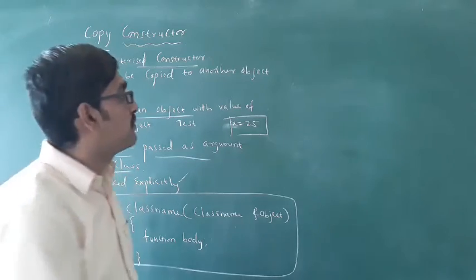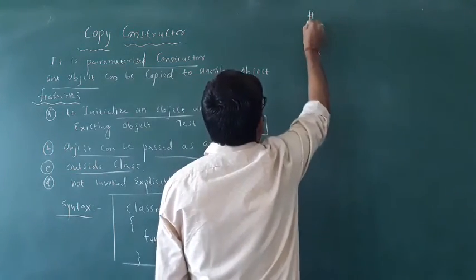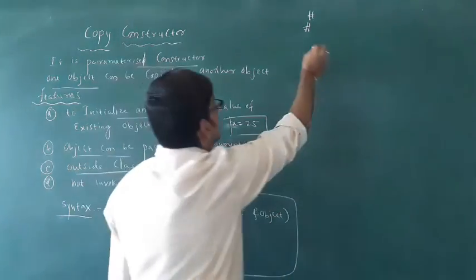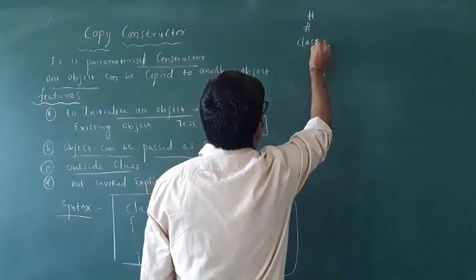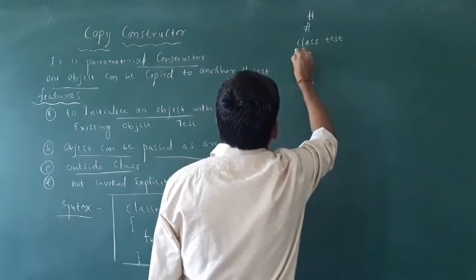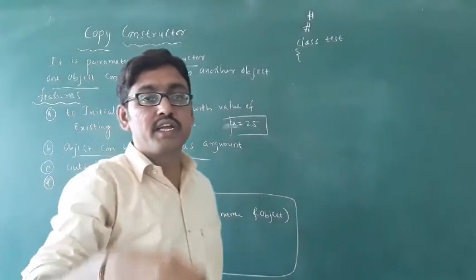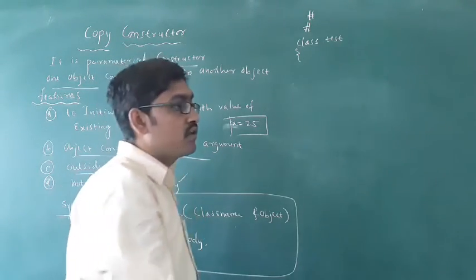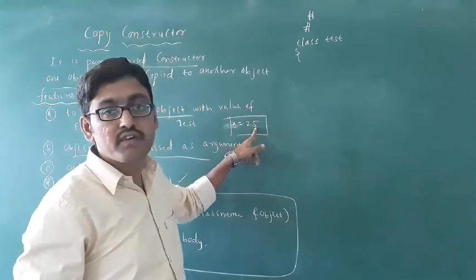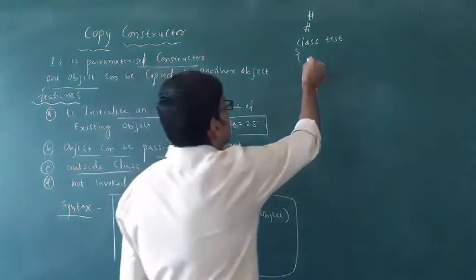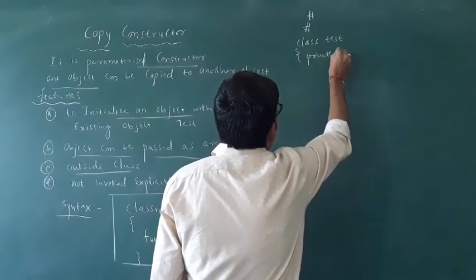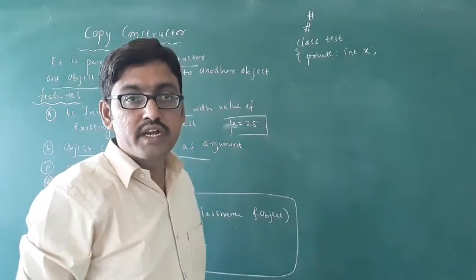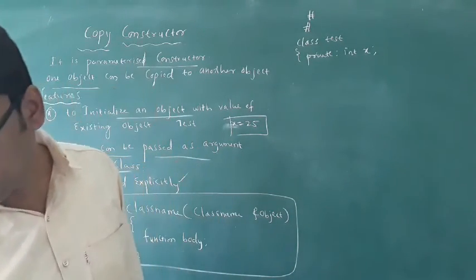Okay, how to write the program? See, first you have to write #include <iostream.h> and #include <conio.h>. Then you can take one class name, I am taking text. You can take an example, you can take your name also. Okay, the class text. Now I am taking one argument, I want to display x equal to 25. In private I am taking int x.